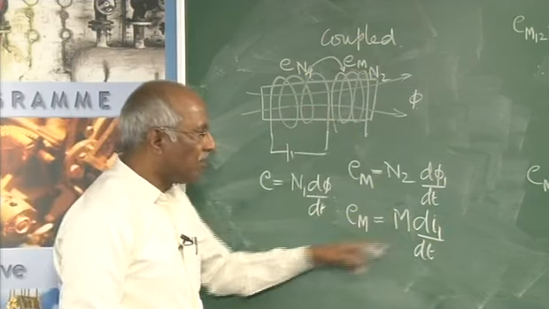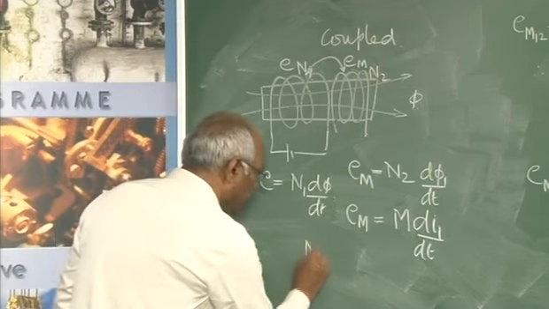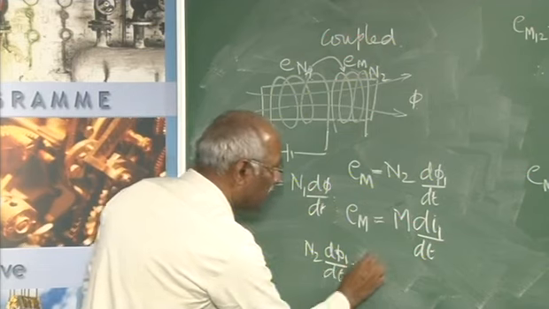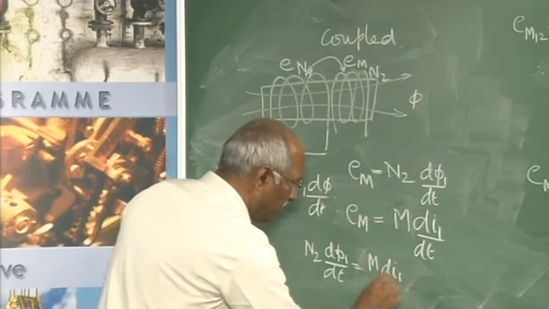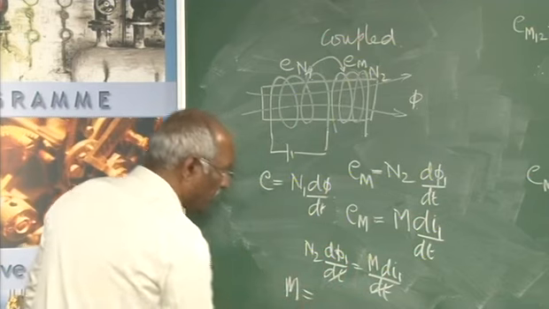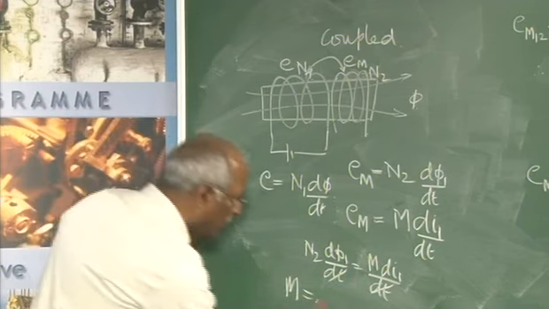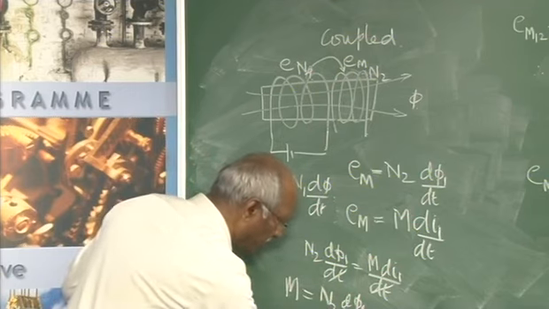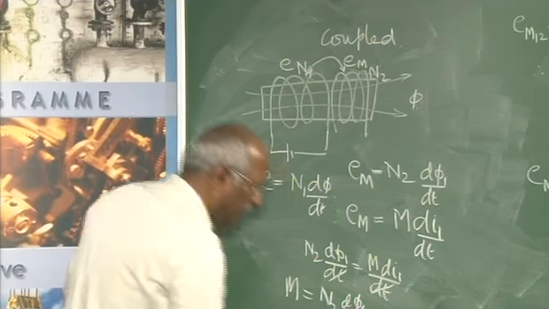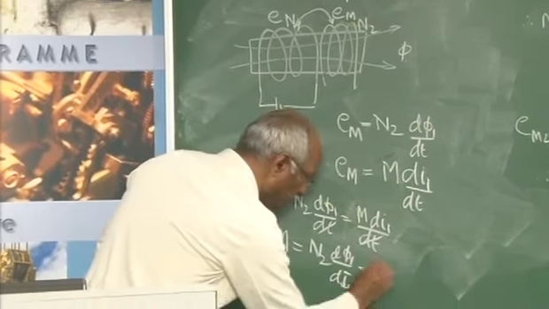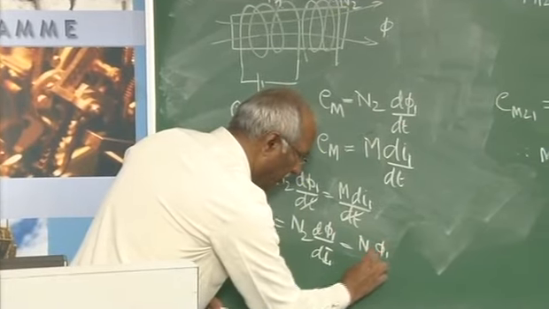Since these two are equal, you can write this one, N2 d phi 1 by dt is equal to M into di by dt. These two get cancelled. With that, the mutual inductance M will be equal to N2 into d phi 1 by di1. If there is a linear relation between the two, this can be written as N2 phi 1 by I1.